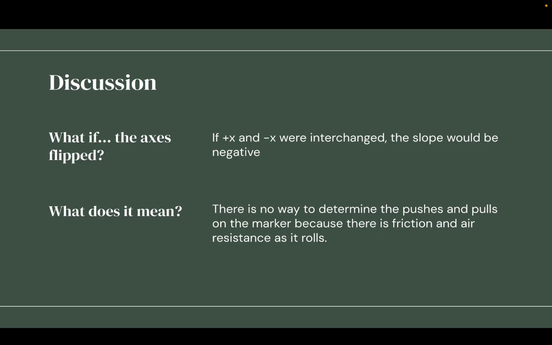Our second question is if it is possible to say how many pushes and pulls are being added to give a zero net force. I believe that there is no way to determine how many pushes and pulls are on the marker because there were forces like friction and air resistance. In a perfect setting, these forces would not exist and the net force would truly be zero. However, this was not the case in this experiment.